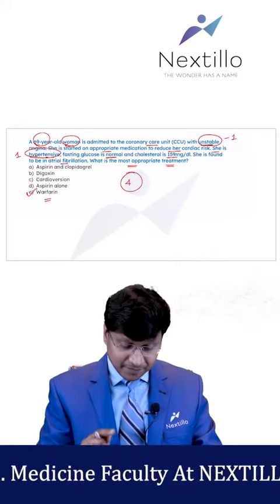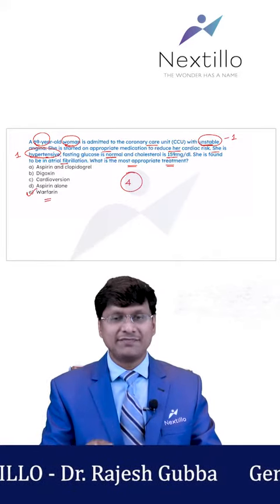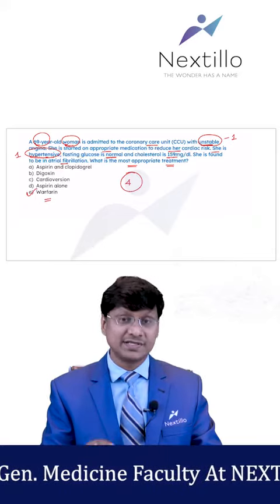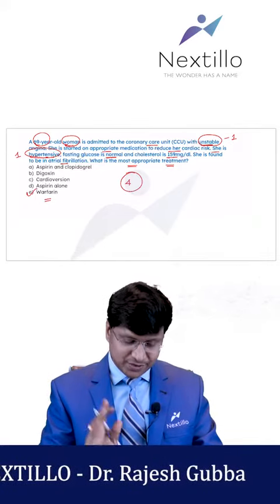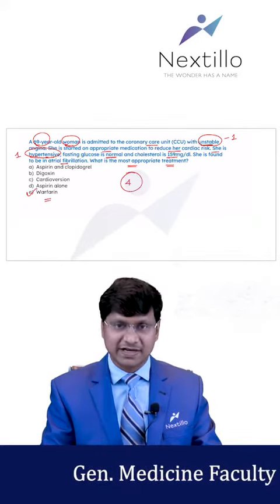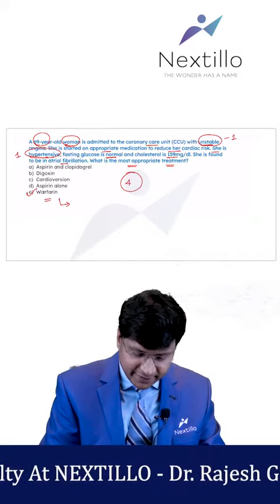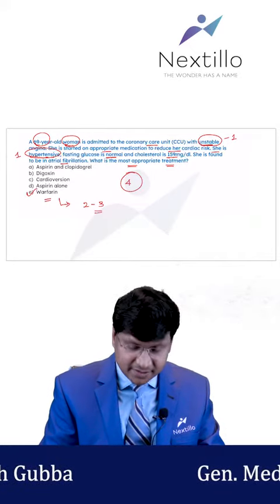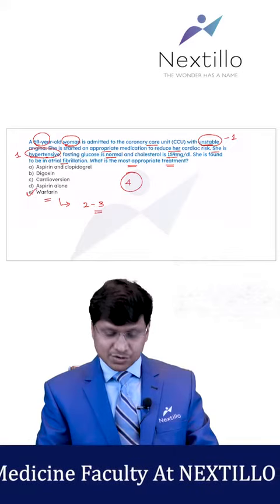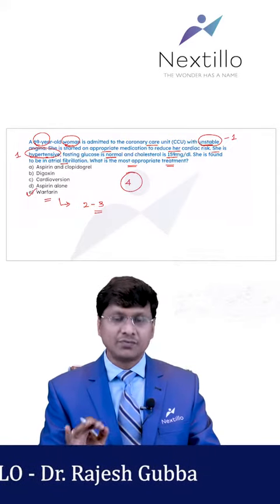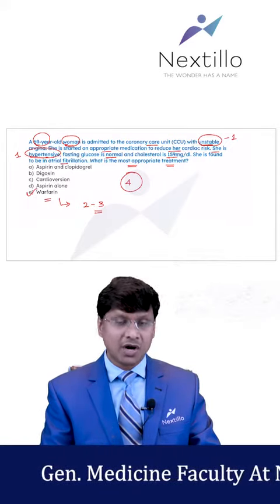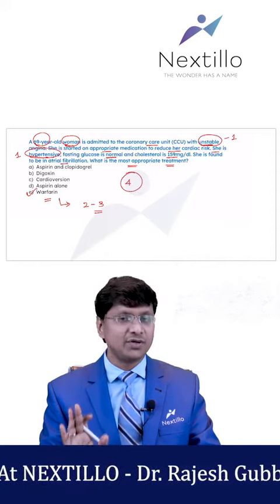Because what did I tell you? If the CHA2DS2-VASc score is more than or equal to 2, you need to start the anticoagulant, that is warfarin. And whenever you are giving warfarin, the INR has to be maintained between 2 to 3. So that is about how to decide whether to give antiplatelet or anticoagulant.